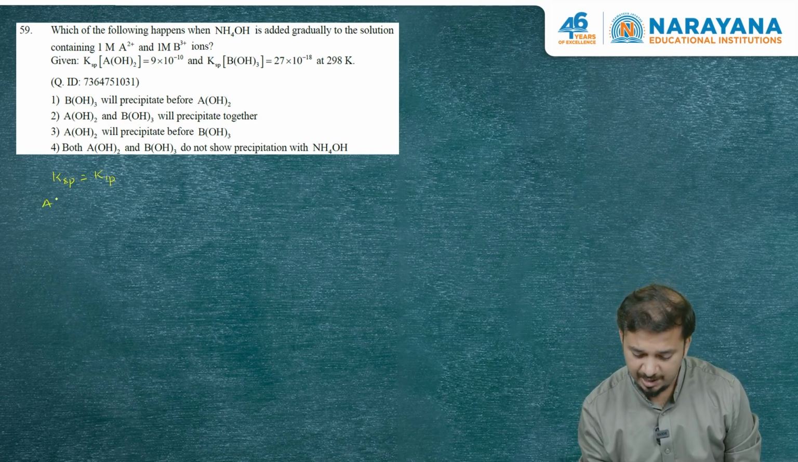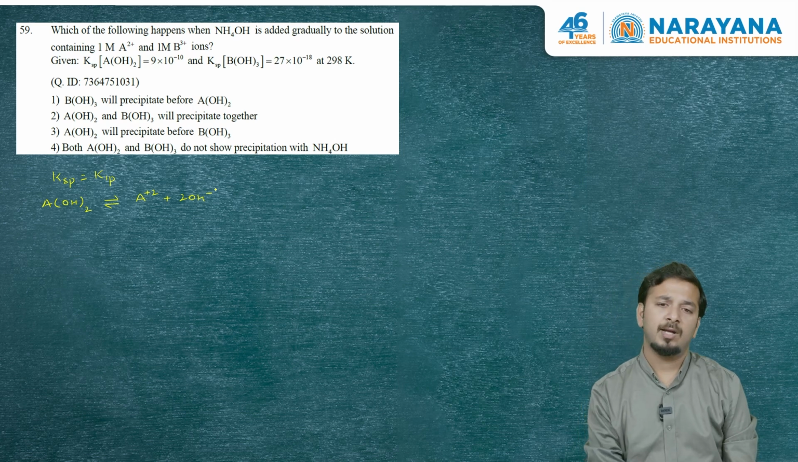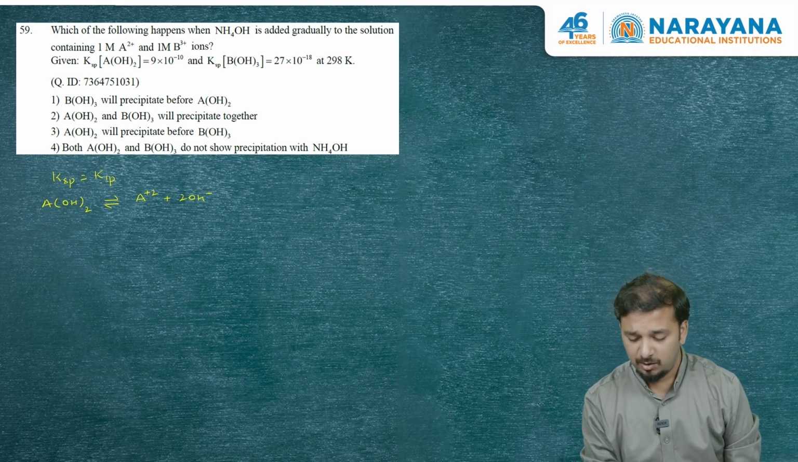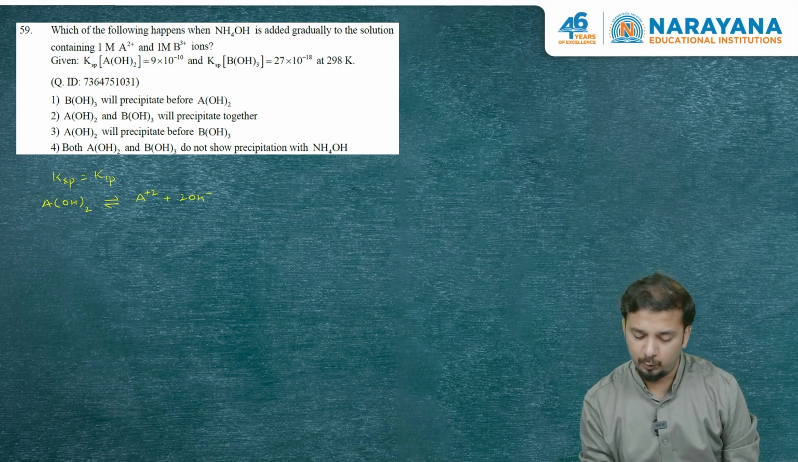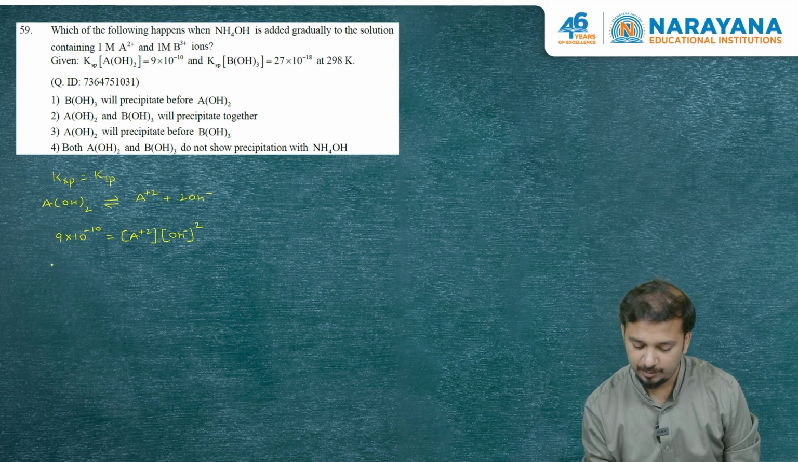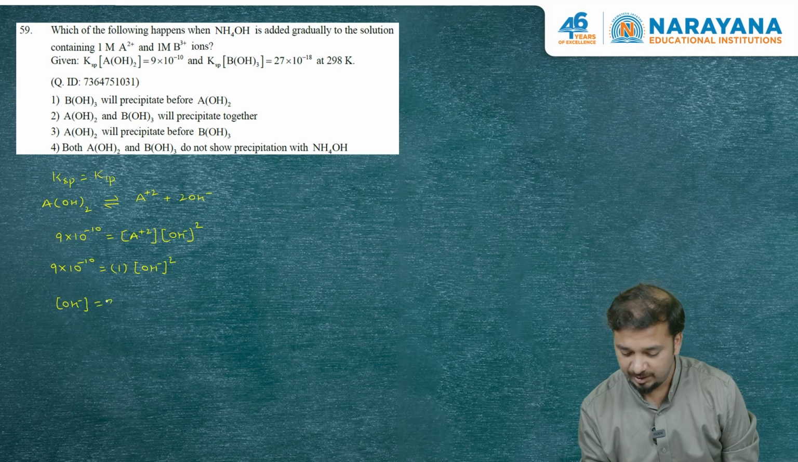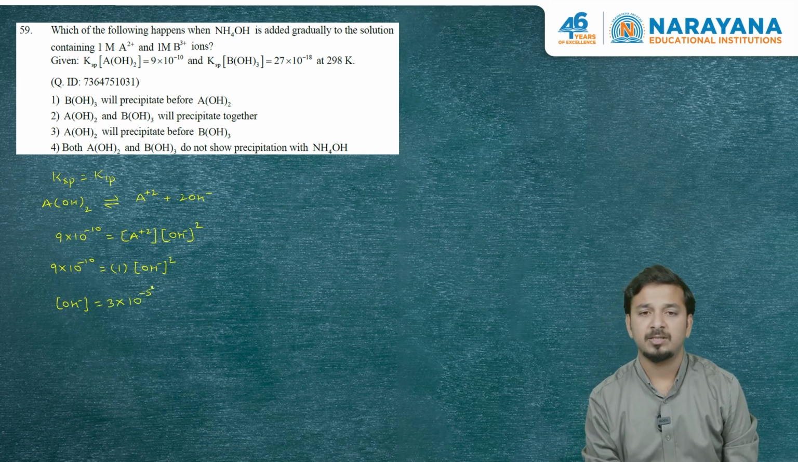So if we consider A(OH)2, it will dissociate to give A+2 and 2OH-. I am trying to find the amount of OH- required for formation of a saturated solution of A(OH)2. So we can write Ksp for A(OH)2 is 9 into 10 raised to the power minus 10, that is equal to the concentration of A+2 into the concentration of OH- squared. So 9 into 10 raised to the power minus 10 is equal to the A+2 concentration, given as 1, into OH- concentration squared. So we get the OH- concentration as 3 into 10 raised to the power minus 5.